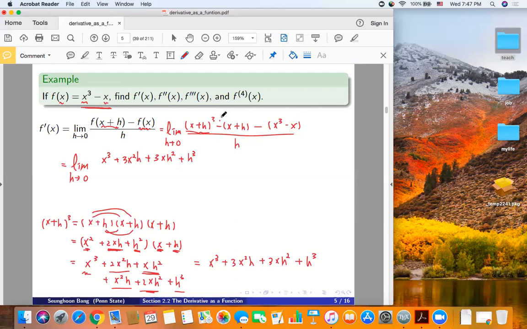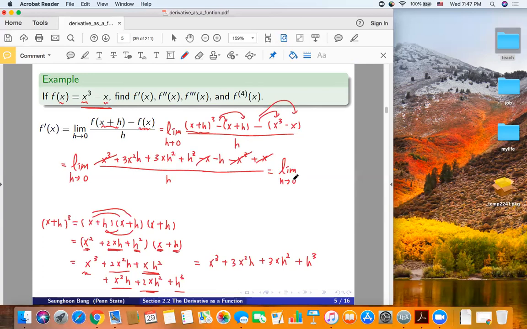You can distribute minus 1. So we have negative x, negative h. You can distribute minus 1 again. The negative x cubed plus x over h. So what happens? x cubed is cancelled. x is cancelled. So this is the same as the limit.